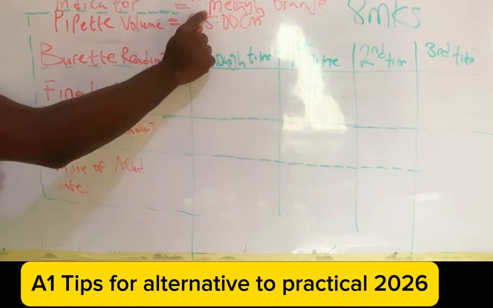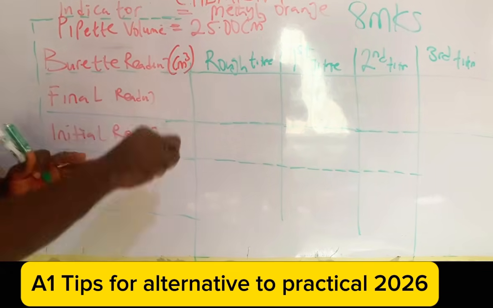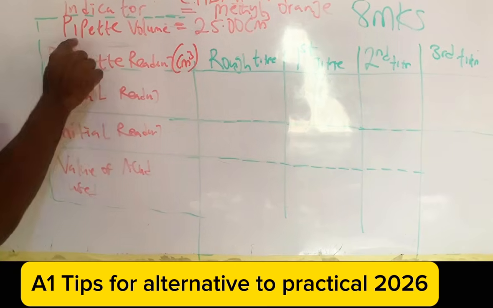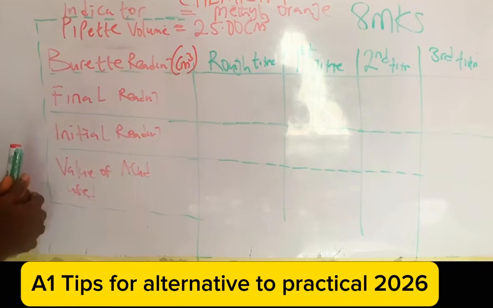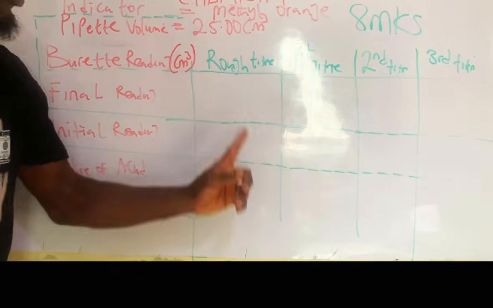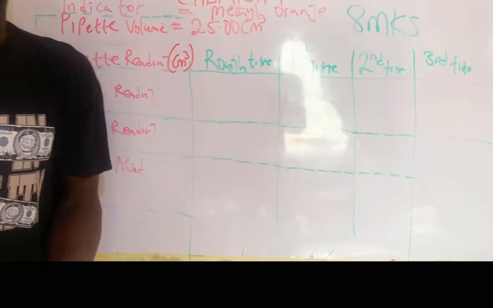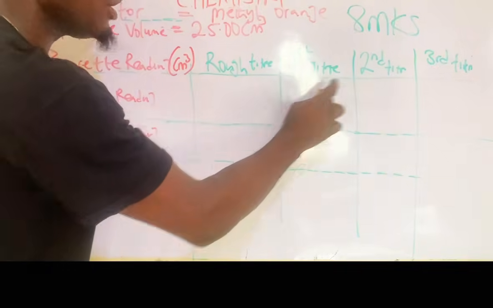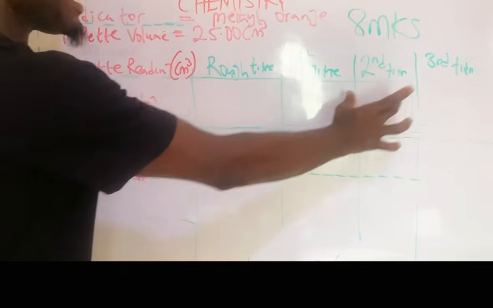The next part, you can see where we have our indicator. Our indicator is represented at the top of the table, where we have our methyl orange. In this case, we are working with methyl orange as our indicator. The next part is our pipette, and our pipettes can either be 25 cm³ or 20 cm³. And don't forget, this table must start with your rough titer, first titer, second titer, and your third titer. However, it is not compulsory that you must do 1, 2, and 3. Sometimes you can start with your rough titer, first titer, and second titer.